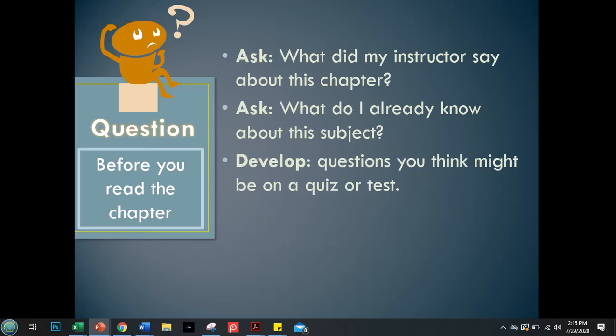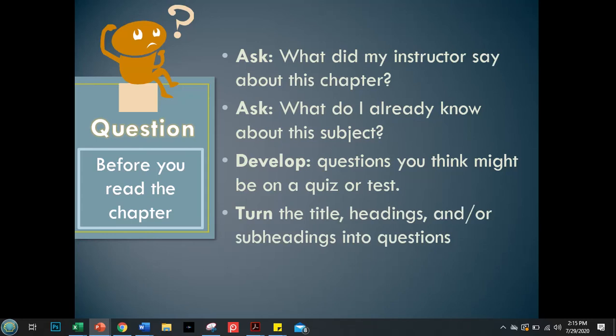Develop questions you think might be on the test. You can do that too, a little bit more formally. If I'm studying for something, and I usually am taking some sort of class, a lot of times for teaching, while you're taking notes, you can develop questions you think might be on a test. You can turn the title and headings into questions as you're skimming through them.